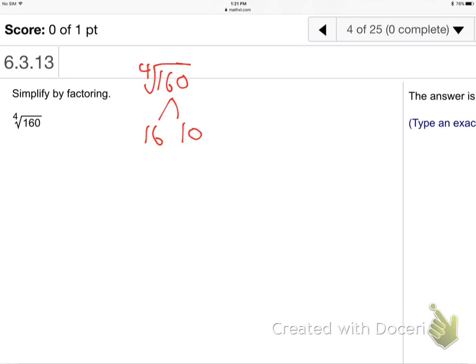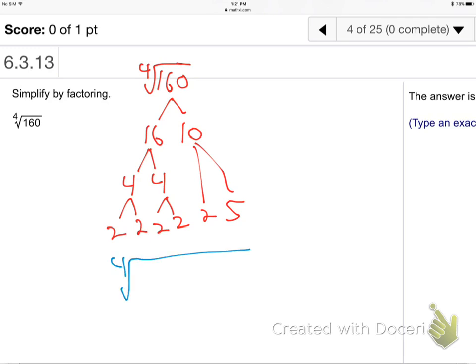So 16 times 10. Sixteen is 4 times 4. Use your calculator if you're rusty on some of these. Good to there. Break it all down. So this is the 4th root of 2, 2, 2, 2. So 5 2's and a 5 inside. Did you get all that when you break it all down? Yeah. 5 2's and a 5.